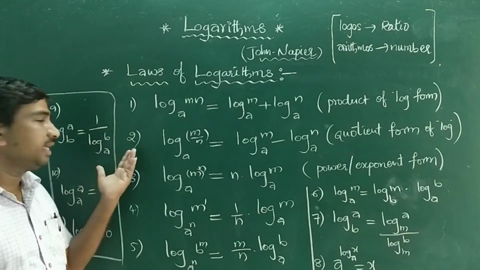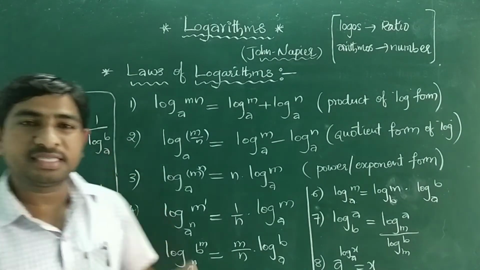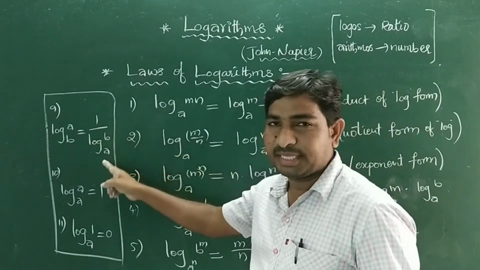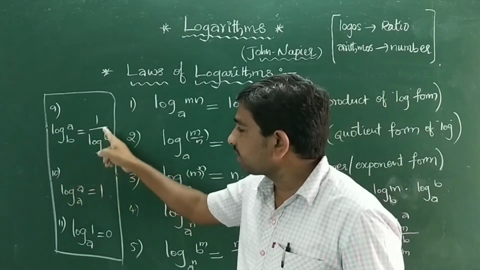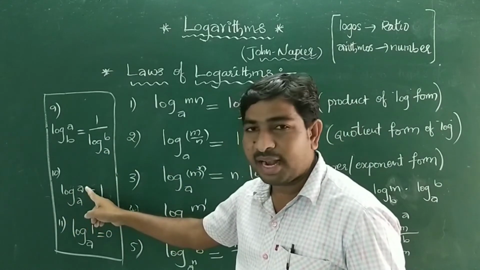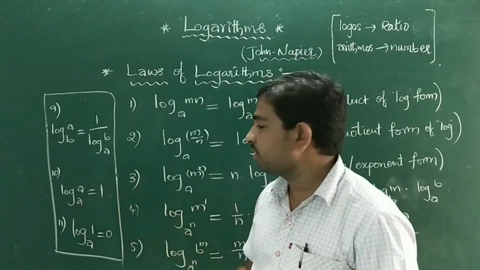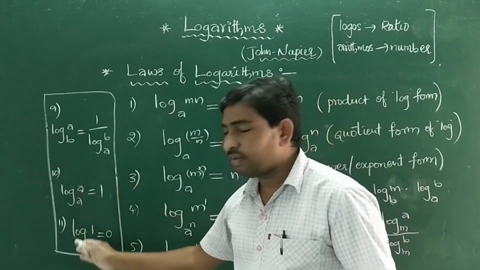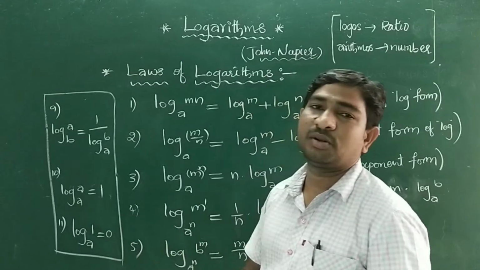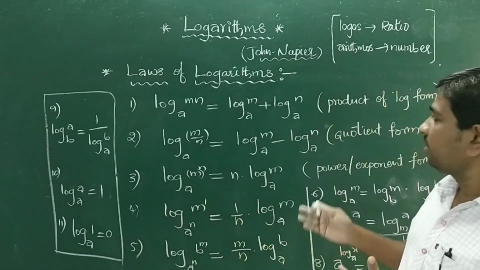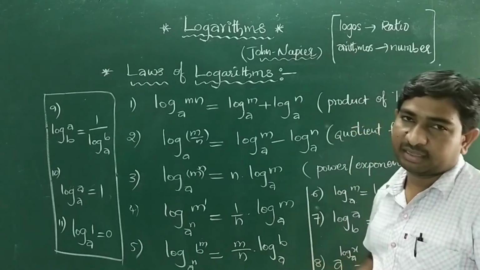And now the ninth one: log a base b is equal to 1 by log b base a, the reciprocal. The 10th one is log a base a. When the value and the base are the same, the answer is 1. Log a base a is equal to 1. And the 11th one is log 1 base a is equal to 0. Log 1 value becomes 0. So these are the 11 laws of logarithms.